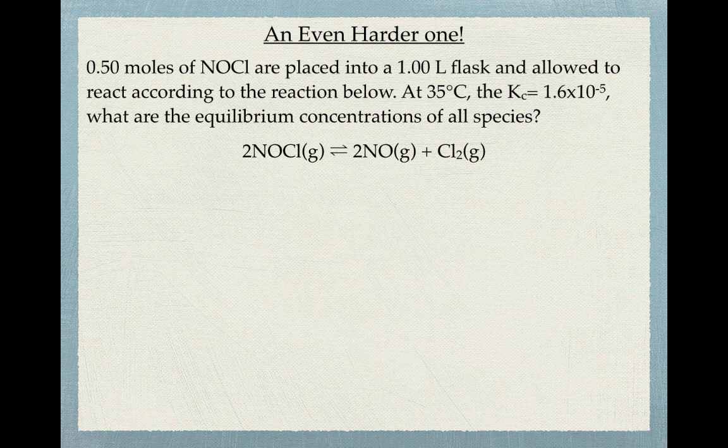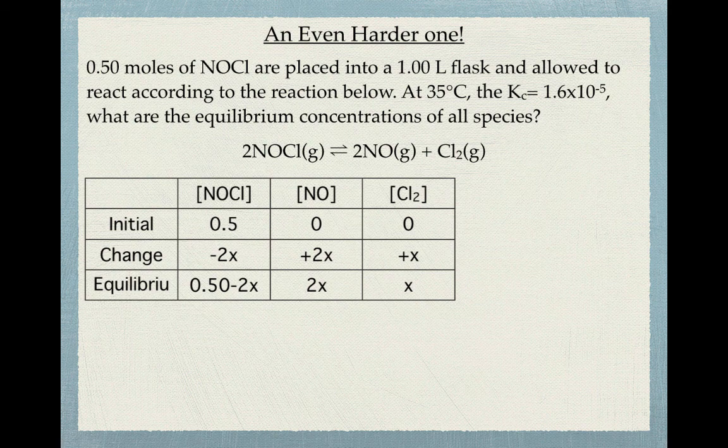So we have a decomposition where we have 2 NaCl's going to 2 NO's plus Cl2. Let's set up our icebox. We have 0.5 molar NaCl, no NO, and no Cl2. So our change here, we're going to lose 2x amount of the NaCl. We're just going to use the stoichiometry there. So we lose NaCl. It becomes 2x of the NO and x of the Cl2.